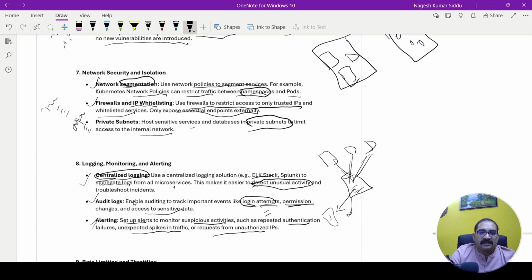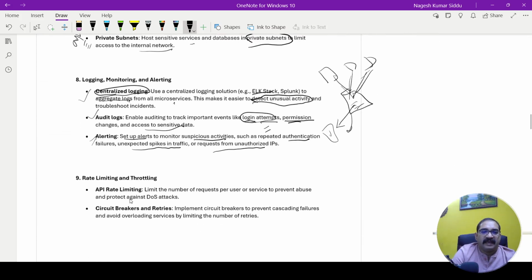Right. Now let's see the next one, which is rate limiting and throttling. As we discussed during the API gateway discussion, API rate limiting limits the number of requests per user or service to prevent abuse and protect against denial of service attacks. So we limit the number of requests that we take. And then circuit breaker and retry.